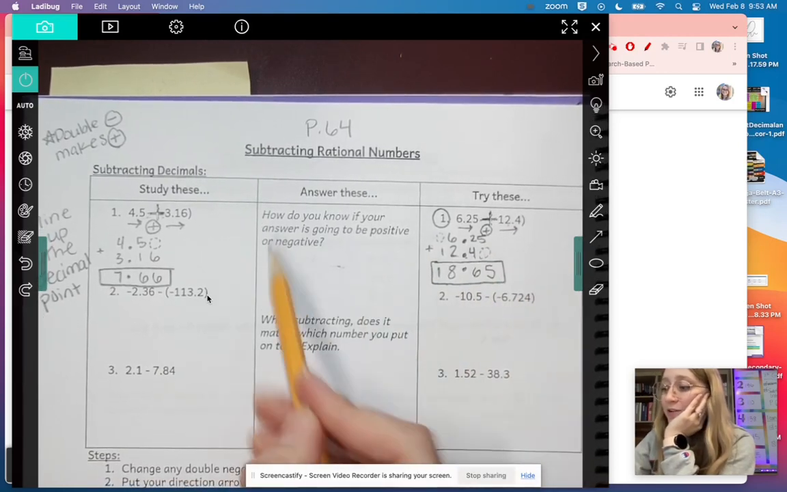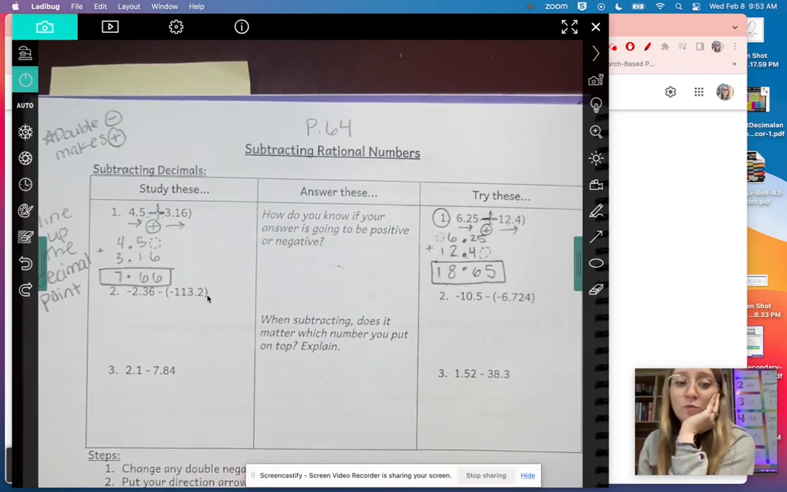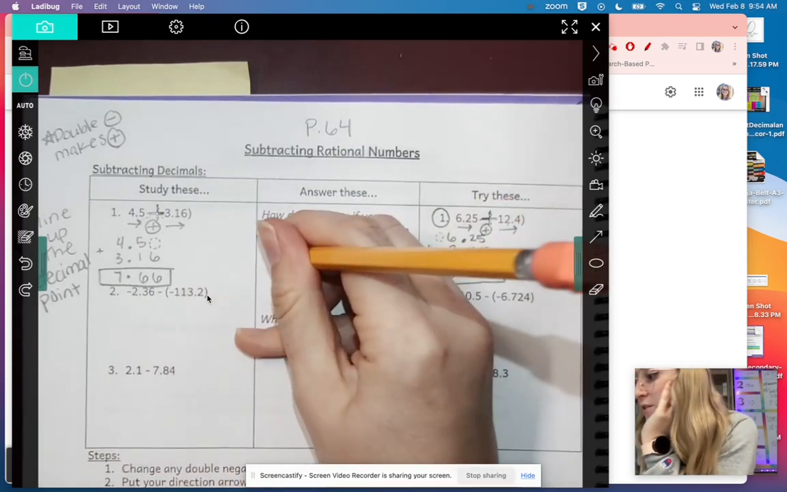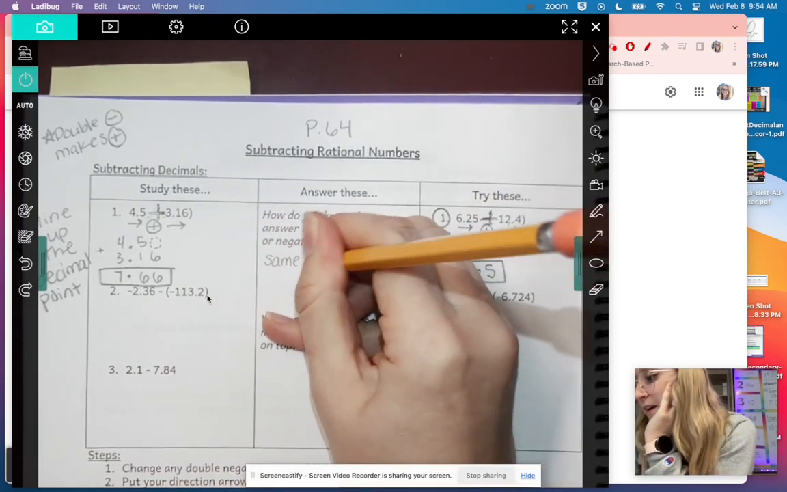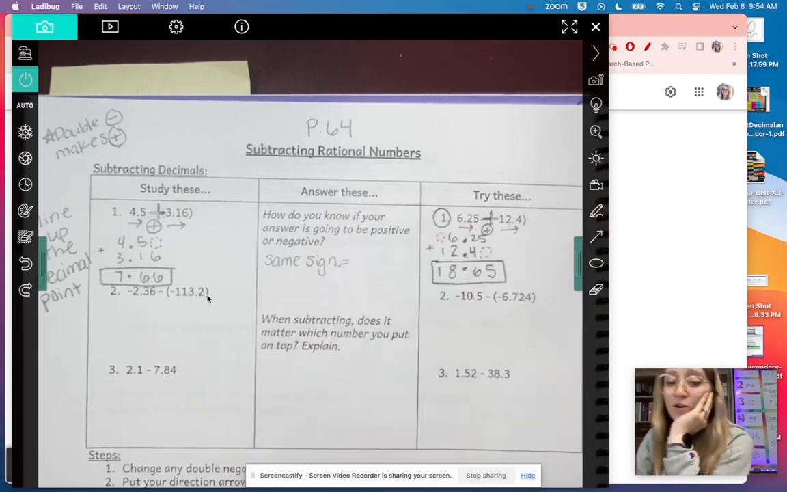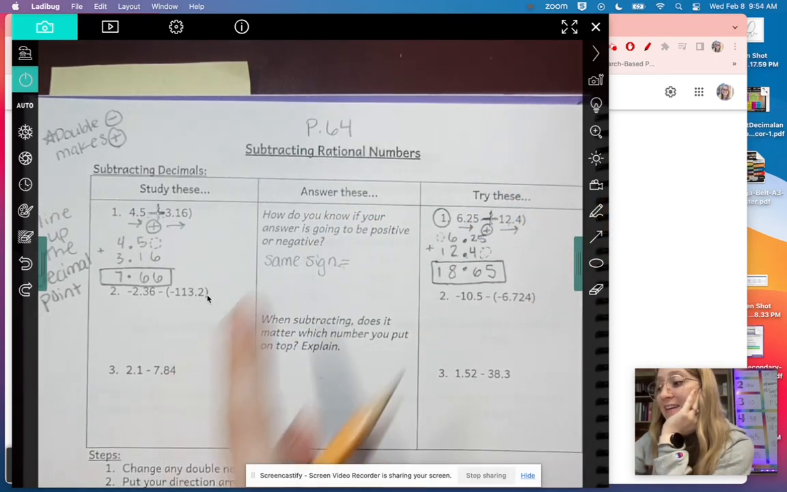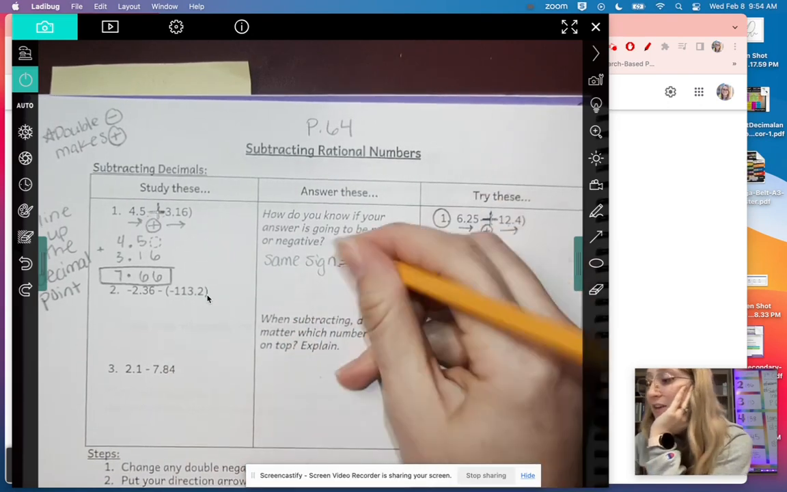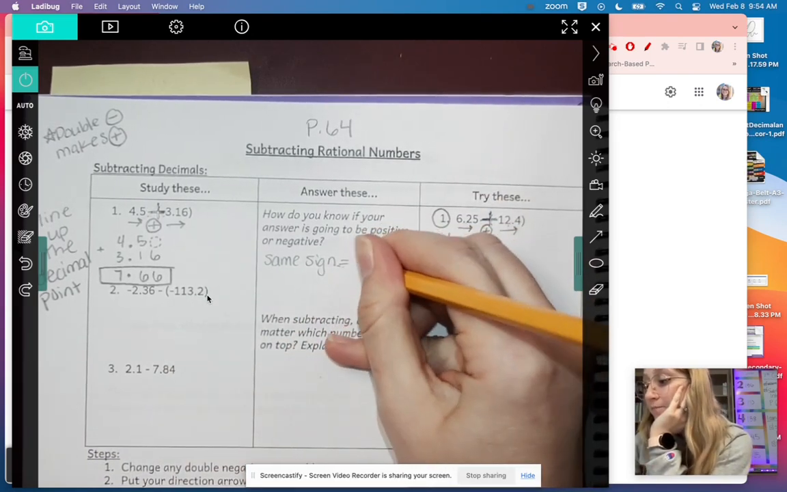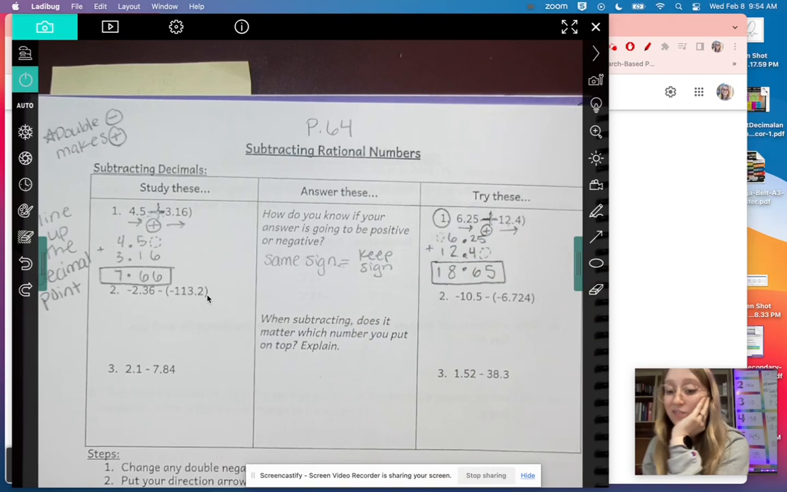Okay. How do you know if your answer is going to be positive or negative? We just did a same sign addition problem in both of these cases. So when they have the same sign, how do you know what your answer is going to be? Hopefully you said that if it's the same sign, you keep the sign from the problem. So if it's negative, it's going to be negative. If it's positive, your answer is going to be positive.